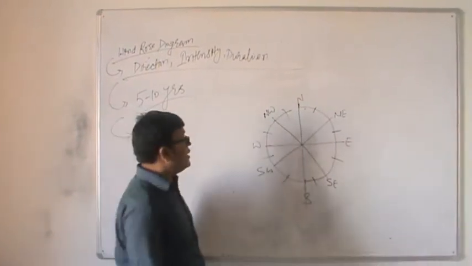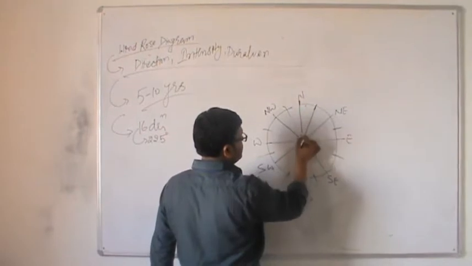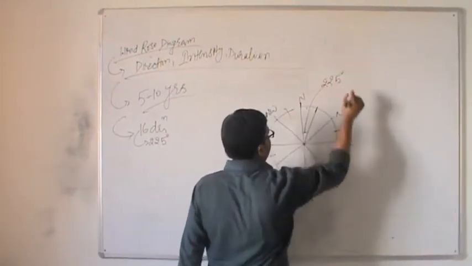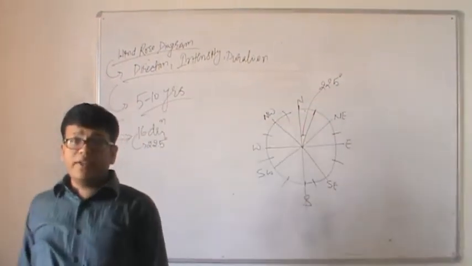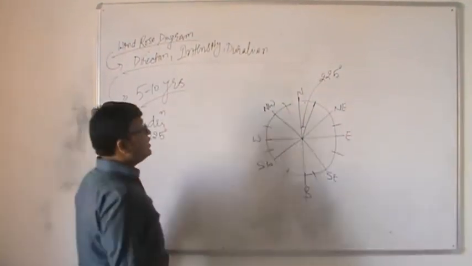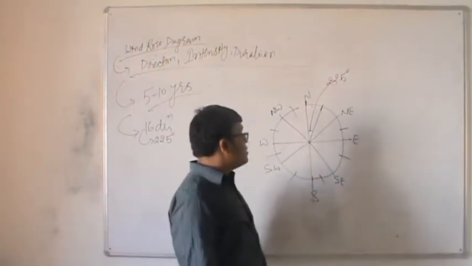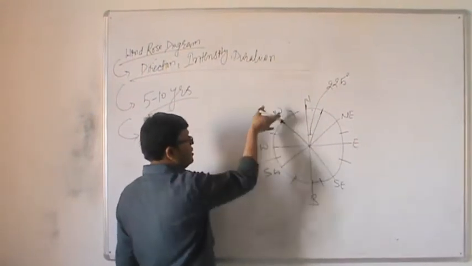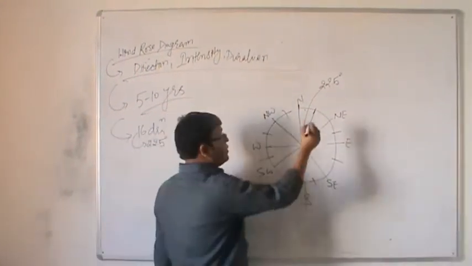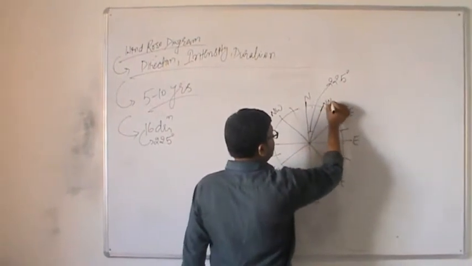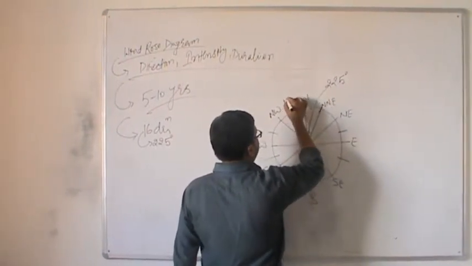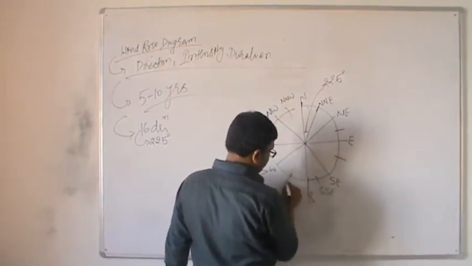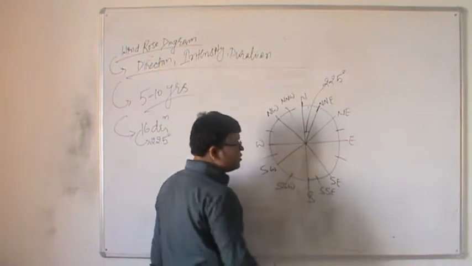If we take the angle between two lines by joining them to the center, then this angle will be 22.5 degrees. So in the wind rose diagram, we are dividing the area into 16 directions using an angle of 22.5 degrees. This is north, south, west, east, southeast, southwest, northwest, northeast. This will be called north-northeast, this north-northwest, this south-southeast, and this south-southwest.